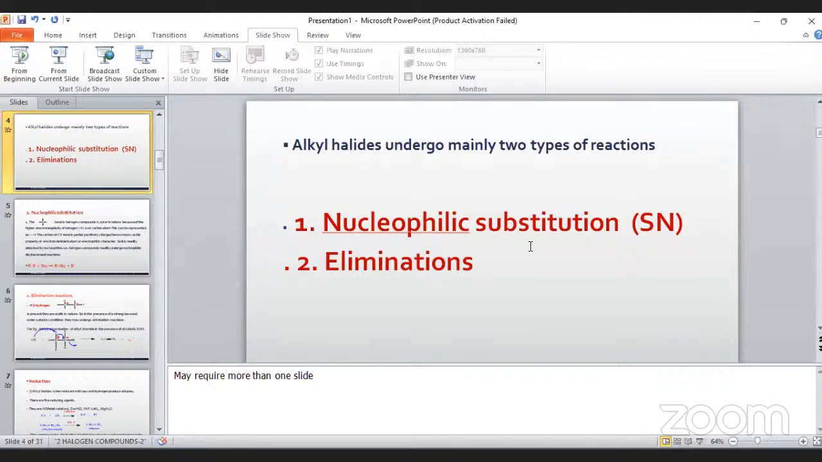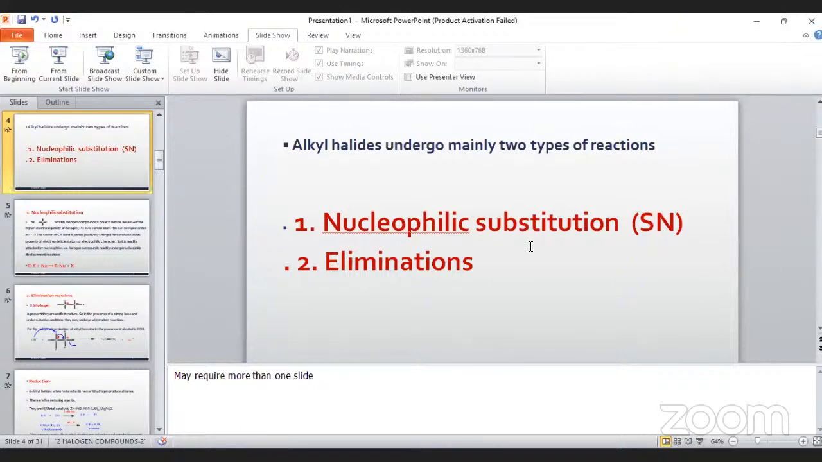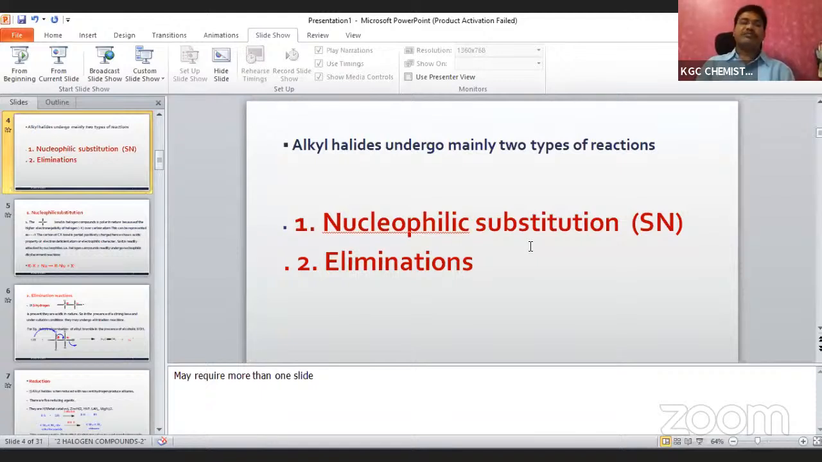One halogen is substituted by another group, or another one is said to be the nucleophilic substitution, like our Kho-Kho game. What is an elimination reaction? During the elimination reaction, a byproduct is also formed. That means elimination results in the formation of a carbon-carbon double bond from a carbon-carbon single bond.